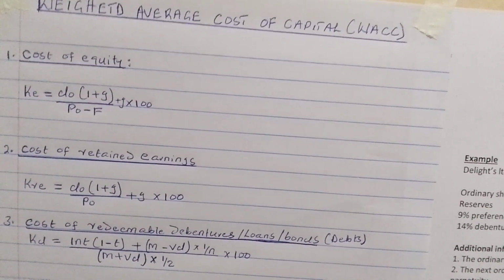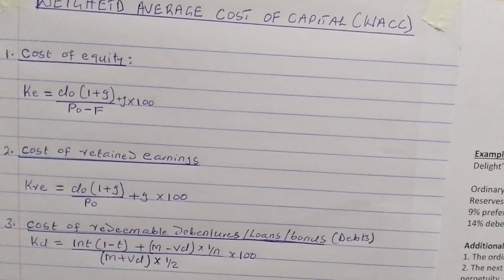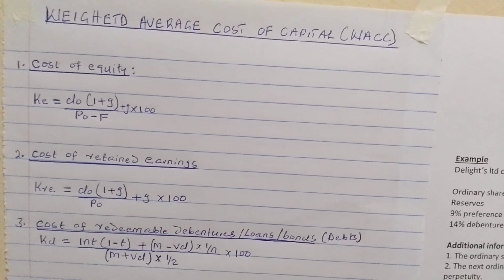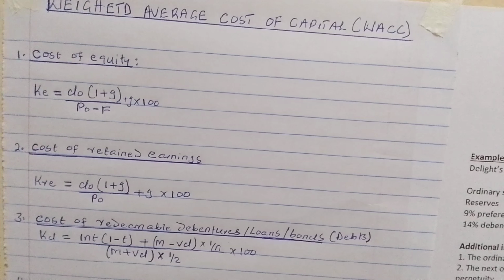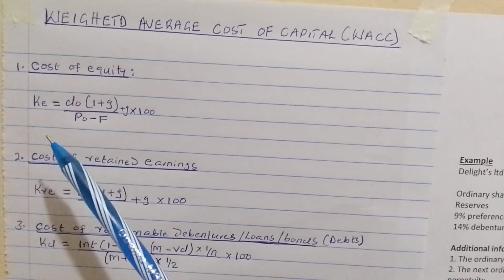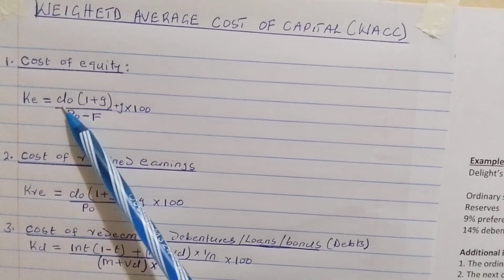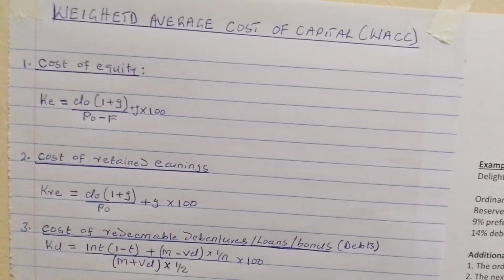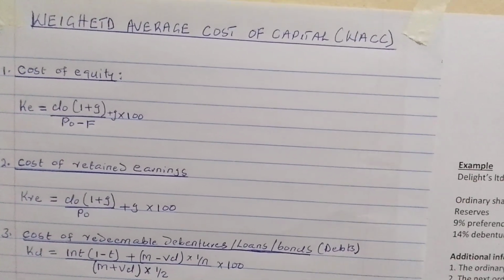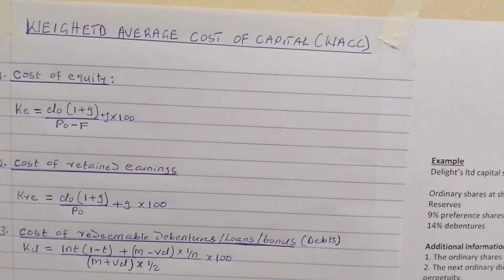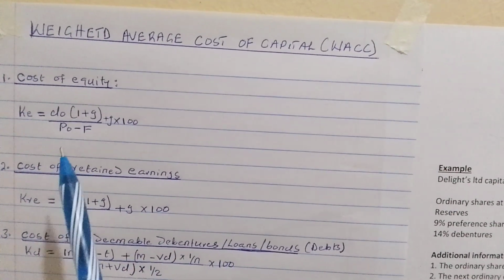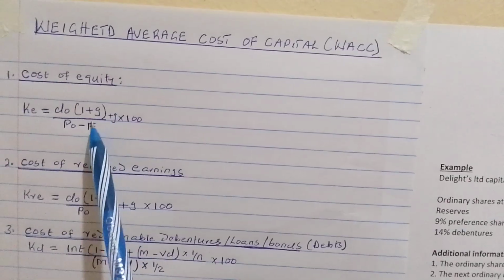That amount which you pay with respect to raising shares or securities in the stock market is known as flotation cost. Basically, cost of equity will be given by the dividends which were paid relating to ordinary shares, multiplied by 1 plus growth rate, divided by market price minus flotation cost.